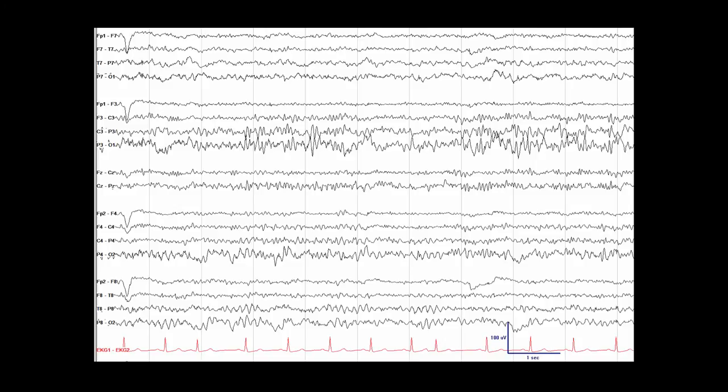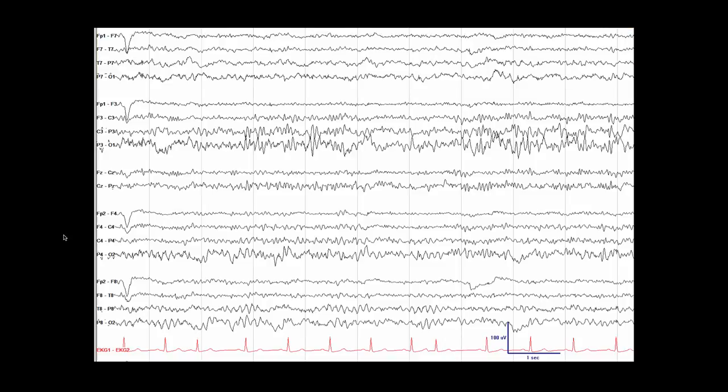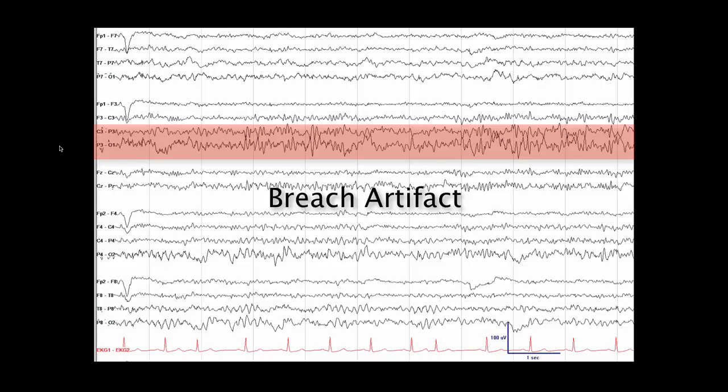Again, comparing left to right, we can see that there is some polymorphic slowing in the left hemisphere that we do not see on the right, particularly in the left temporal region as compared to the right. In addition, we see that there is higher voltage of some of the faster activity in the alpha and beta range in the left posterior head region as opposed to the right. This is a breach artifact.